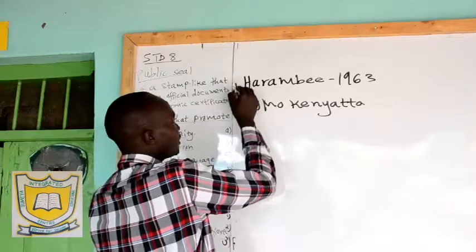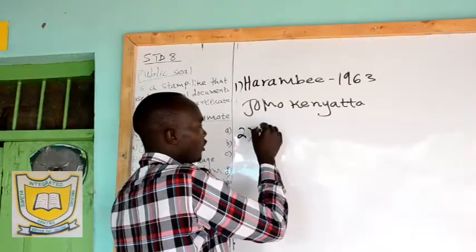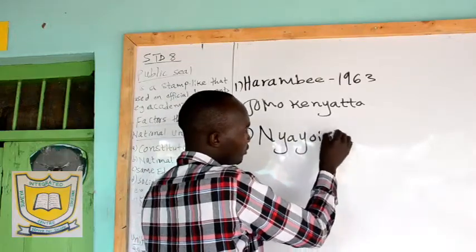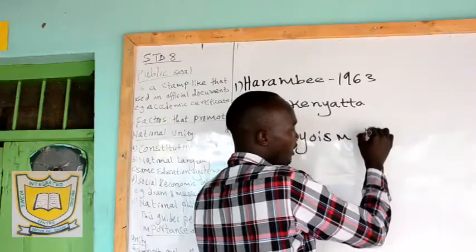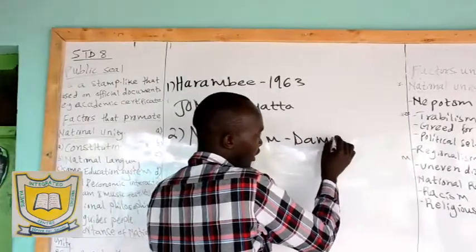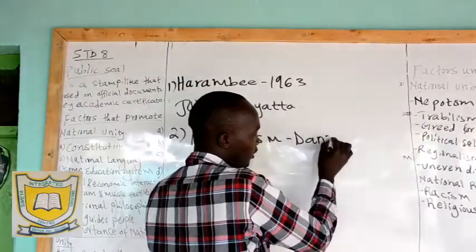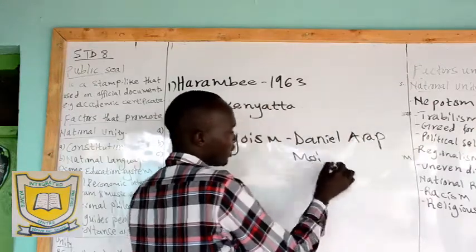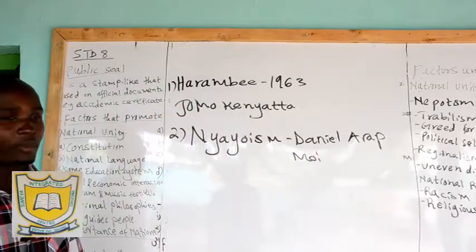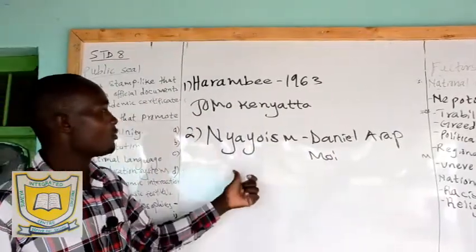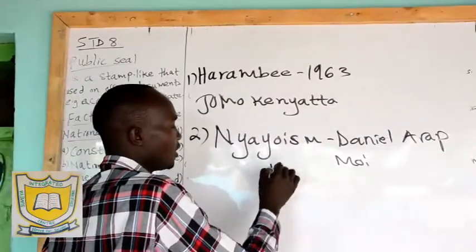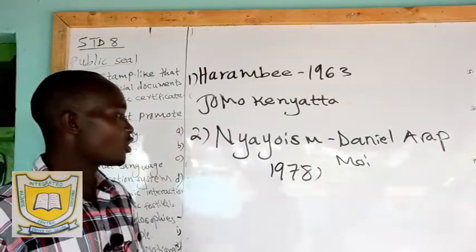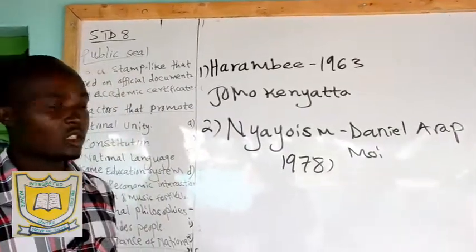Then we have another one. So this is one. Number two, we have what you call Nyayoism. Nyayoism was introduced by Mzee Daniel Arap Moi. I think he died recently. He's also a former president of the Republic of Kenya. So Daniel Moi introduced this in 1978. Nyayo was also a philosophy which promotes development in the country and so on.